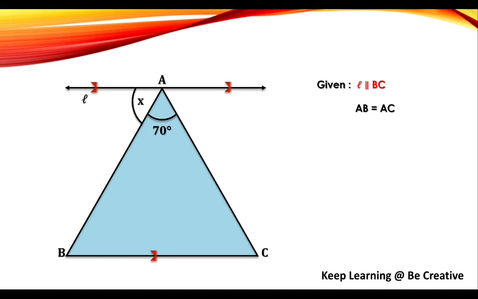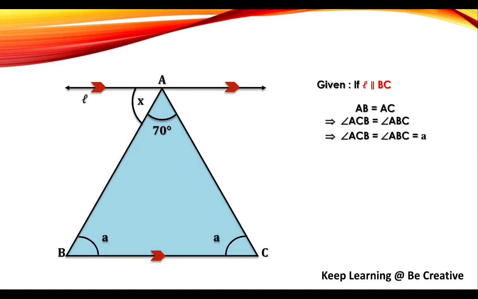So from here what we can conclude is that since two sides of the triangle are equal, the angles opposite to them will be equal. Opposite to AB we have angle C and opposite to AC we have angle B. So we can say that angle ACB will be equal to angle ABC. Now let us assume that this angle B equals A and mark it in the diagram.